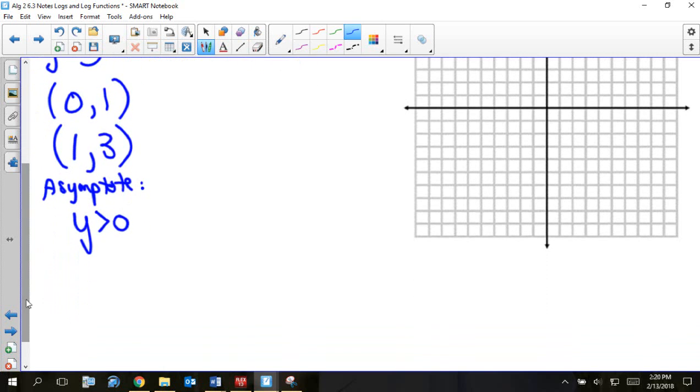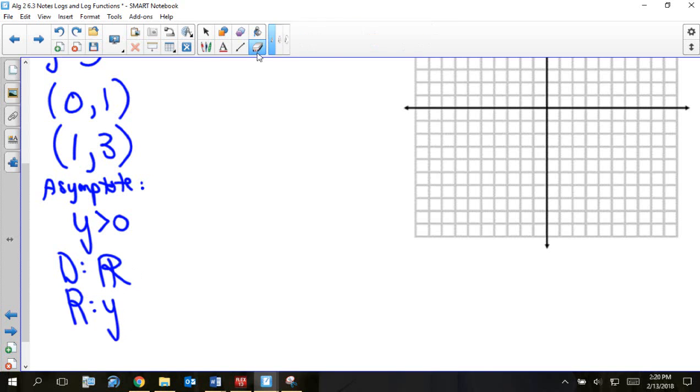The domain and range, let's review that. Domain is always all real numbers. Range is y. Oh, shoot. I was thinking ahead. I'm sorry, my asymptote is not y is greater than 0. What's my asymptote? Y equals 0. My range is y is greater than 0. Sorry about that. I was thinking too far ahead. So that's all the information that we needed to graph the inverse of this.